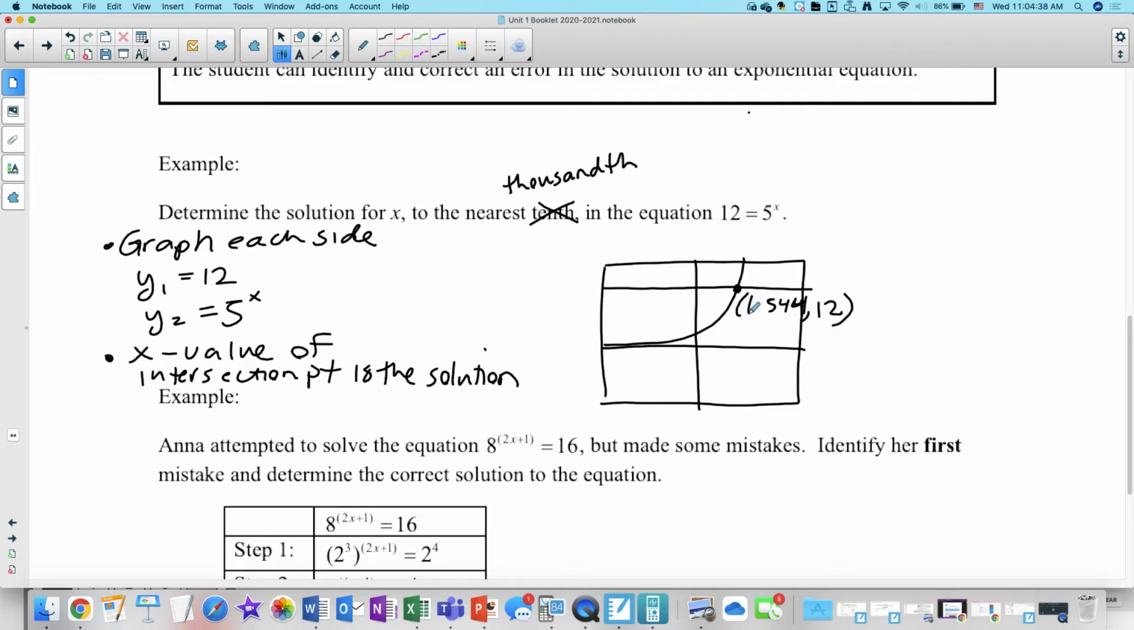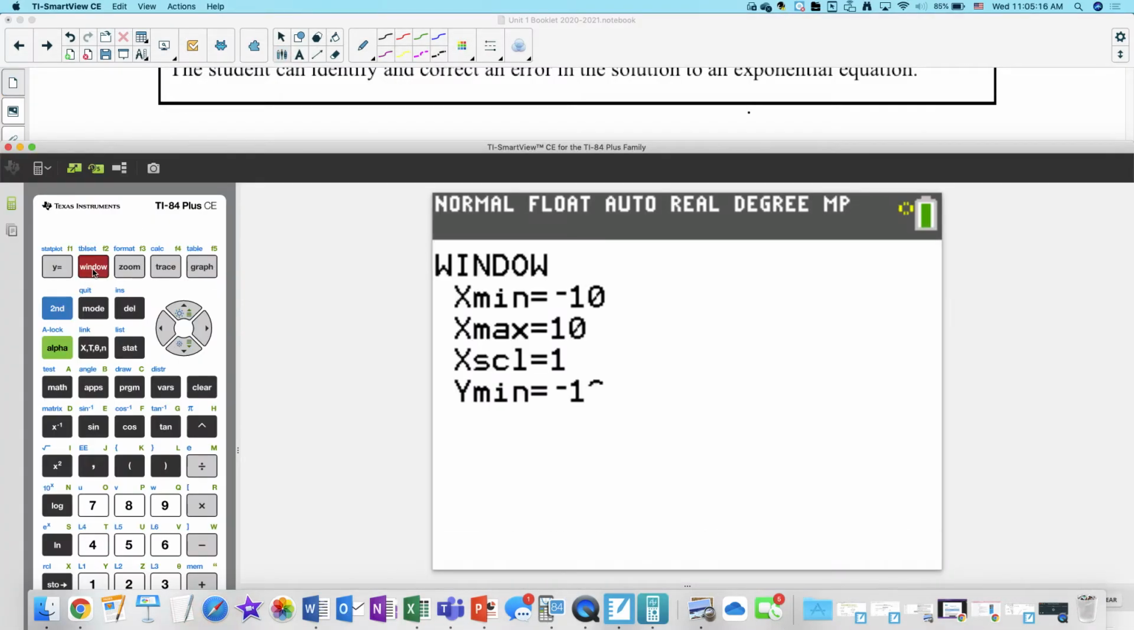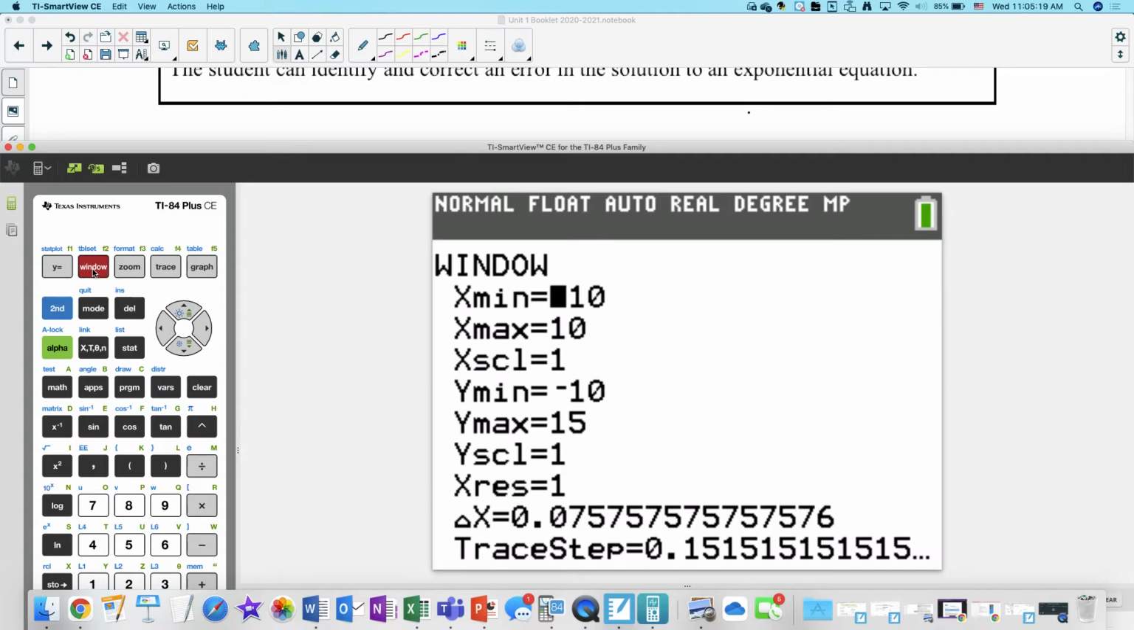What else do I want to see here? I want to know what equations you entered. So y1 equals 12, y2 equals 5 to the x. And by the way, you could swap those. You could make y1 equals 5 to the x, y2 equals 12. Doesn't matter. And then I also want to know about your window settings. So x min, x max, x scale, y min, y max, y scale. And if you can't remember what they are, just go in there and hit window and read it right off. So x min, max, scale is -10, 10, 1. And then y is -10, 15, 1.